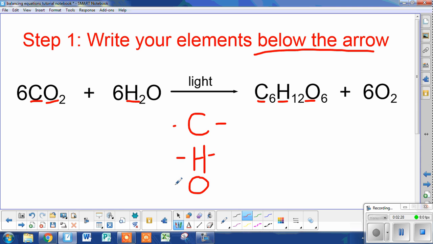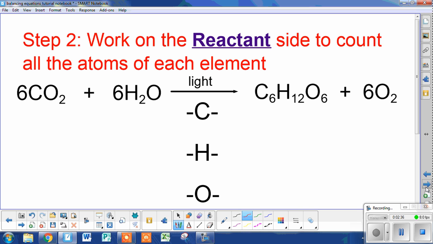Now we're going to move on to step 2, because we're trying to figure out if this equation is balanced or unbalanced. Step 2 says work on the reactant side to count all the atoms of each element. We came to you in another tutorial and said there's a difference between atoms and elements. You have written your elements down below the arrow in our chemical equation. The number of atoms tells us how many times that element appears in the equation. So let's take a look.